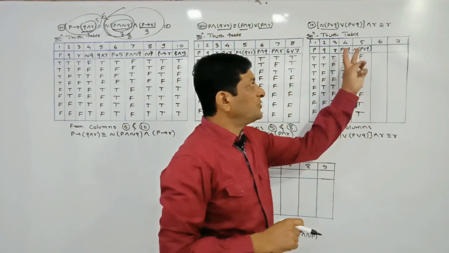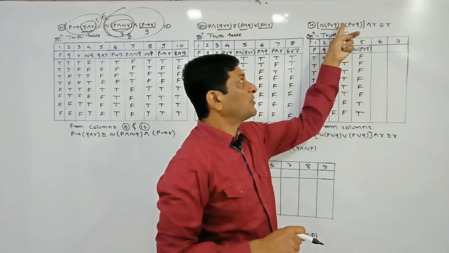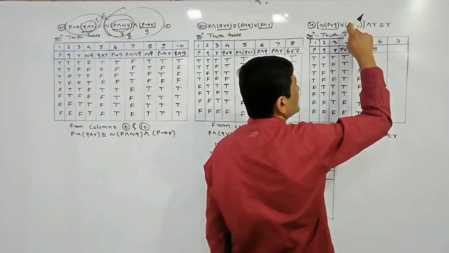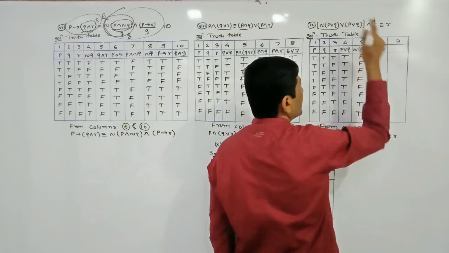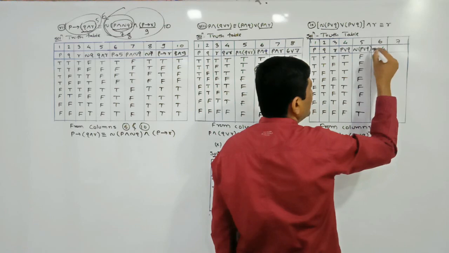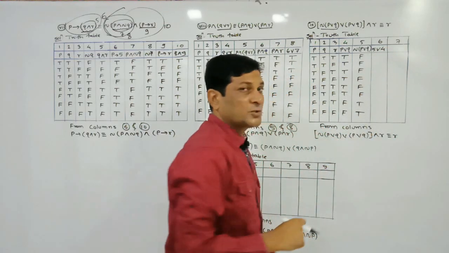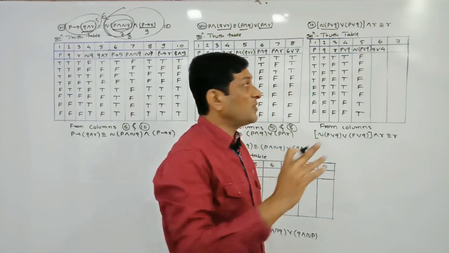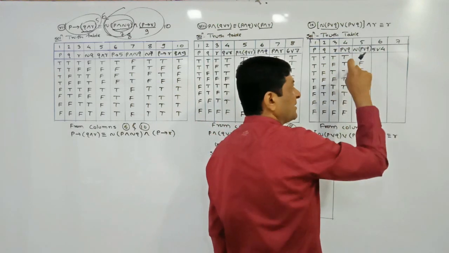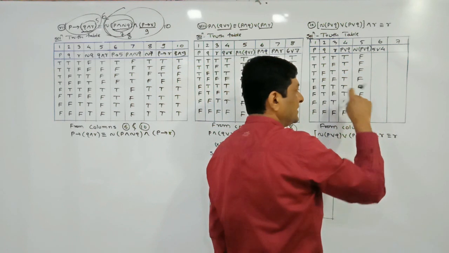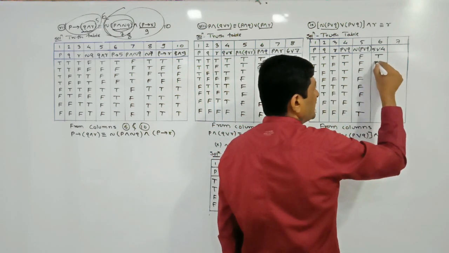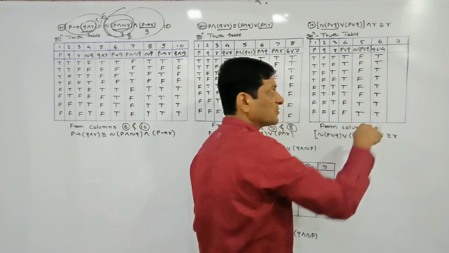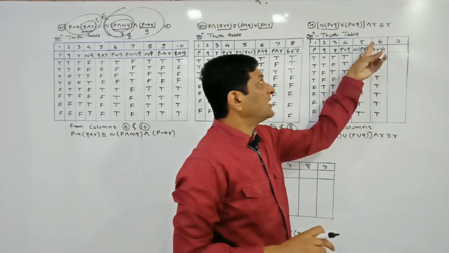Now we are connecting these two statements, P or Q and negation of P or Q, by which logical connective? OR. P or Q lies in column number 5, and the negation lies in column number 4. These two columns we are connecting by OR, means 5 or 4. In case of OR, if at least one statement is true, the truth value of OR will be true. Observe that T, T, T, T, T, T, and here also T, T, means at least one statement is true, so OR will be true. In every possibility, at least one T appears, so the truth value of this statement will be true.